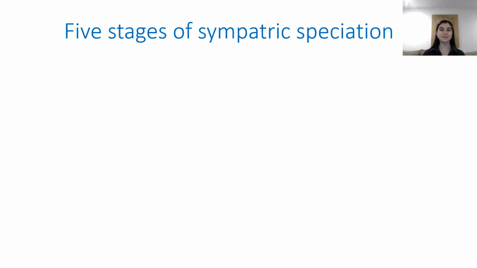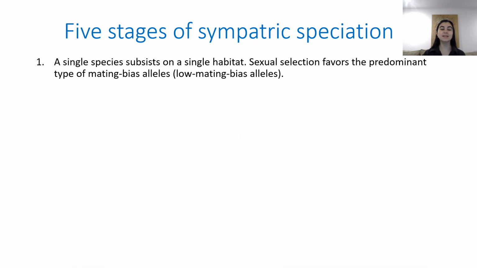Based on the findings of our paper, we can propose the 5-stage process for sympatric speciation. In step 1, a single species subsists on a single habitat. Because individuals within a single species mate randomly, sexual selection will favor the predominant type of mating bias allele, which is the low mating bias alleles, and drive the high mating bias alleles to extinction because they are less likely to find a mate as they are more selective.